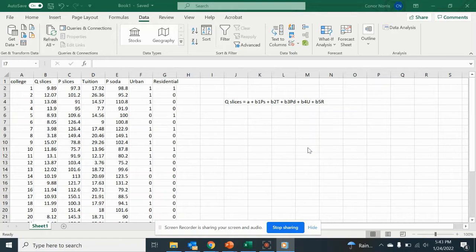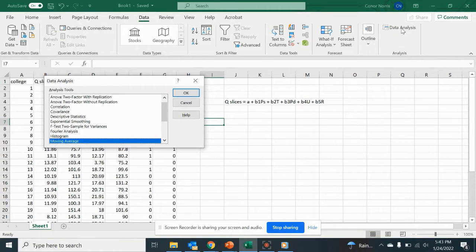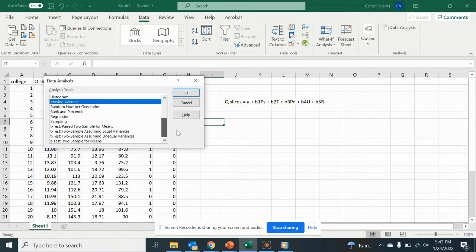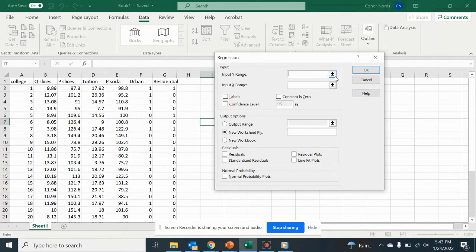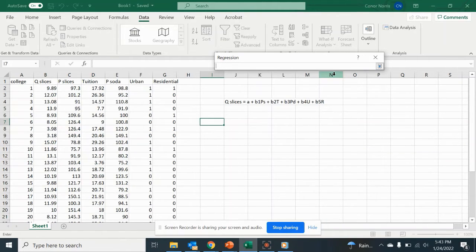So now in order to run this regression, we're going to go to the Data tab. Typically we're at home here. Let's go over to Data and click on Data Analysis, in the group labeled Analysis. Then we're going to click on Regression. Scroll down here to Regression and then click OK. First, they're going to ask you a few things. Here, input the Y range. I'll click on this little thing to pull up the box. And then we're going to select the data for Q slices, our dependent variable.